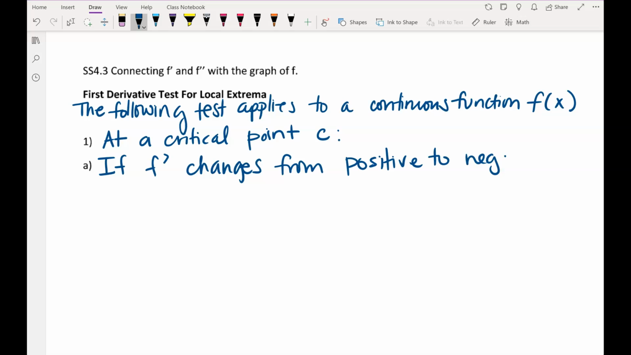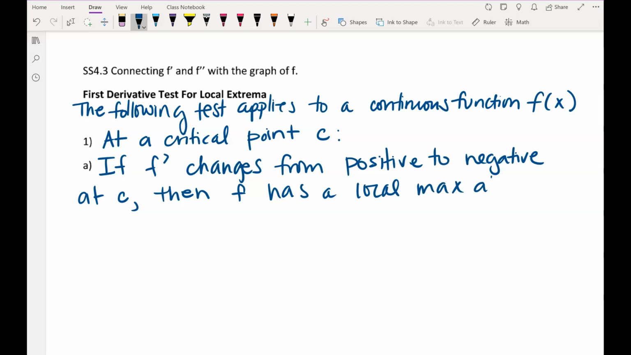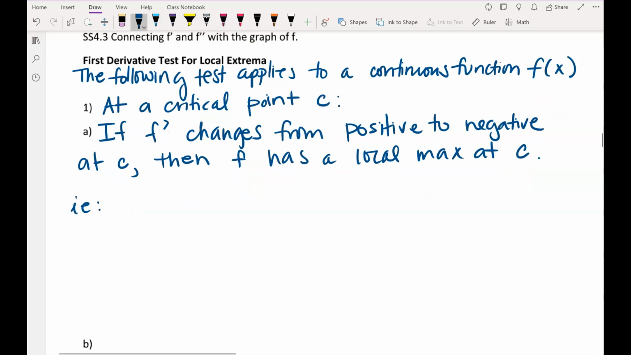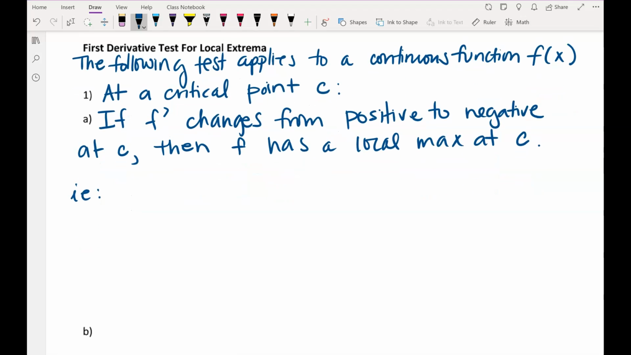to negative at C, then f has a local max at C. Okay, so let's give you a visual. So it says here f prime, that means it's a derivative, okay? So I'm going to draw this out in this graph right now. I'm going to use f of x.